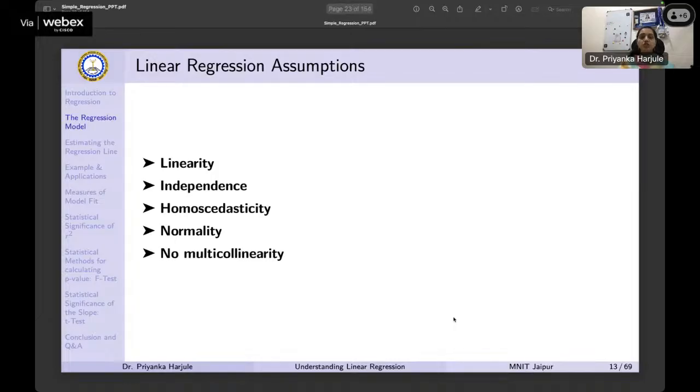Then finally, there is no multicollinearity. That is, there is no high correlation between the independent variables. We will see an example of this also. So this indicates that there is little or no correlation between the independent variables. Only those variables which have no correlation between them will contribute to your model. We will see such an example numerically after we see the multiple linear regression.